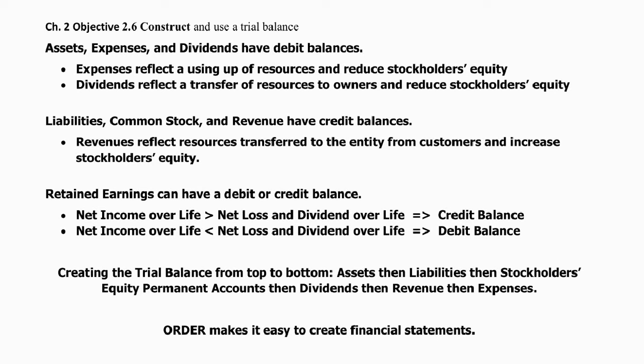Okay, here is the final objective in Chapter 2 for Account 200: to construct and use a trial balance. Before we get there, a few things I want to reiterate. Assets, expenses, and dividends do all have debit balances. But keep in mind, expenses reflect a using up of resources, and they reduce stockholders' equity. So a debit balance for expenses is a normal balance.